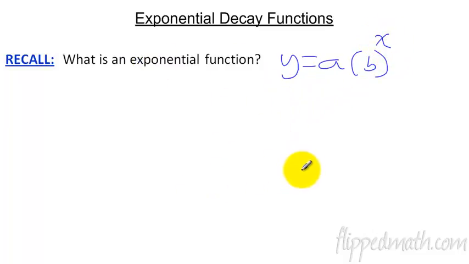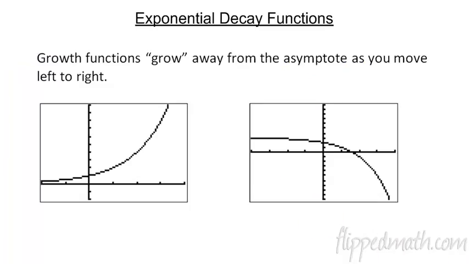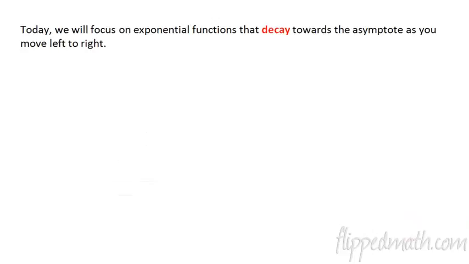All right, so that's what we're going to be dealing with again today, but in this case it's going to be decay functions. Now, reminder, here's what growth functions look like. As you move left to right, or in other words, as x values get larger, the graph will grow away from the asymptote, either up or down. In today's lesson, we are decaying towards the asymptote.